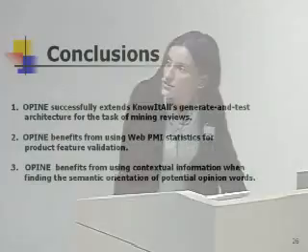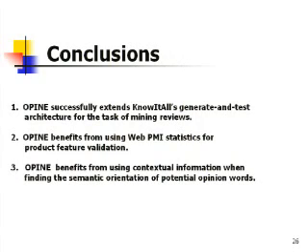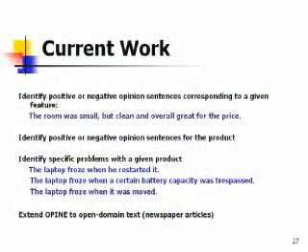So in conclusion, I've introduced a system named OPINE, which is a review mining system built on top of an information extraction system named KnowItAll, and it successfully extends its architecture for the task of mining reviews. And then I've shown that OPINE benefits a lot from using the web to compute statistics for product feature validation. And finally shown that OPINE benefits from taking into account context when trying to find the semantic orientation of a potential opinion word. So here are some of the things that we're currently working on.